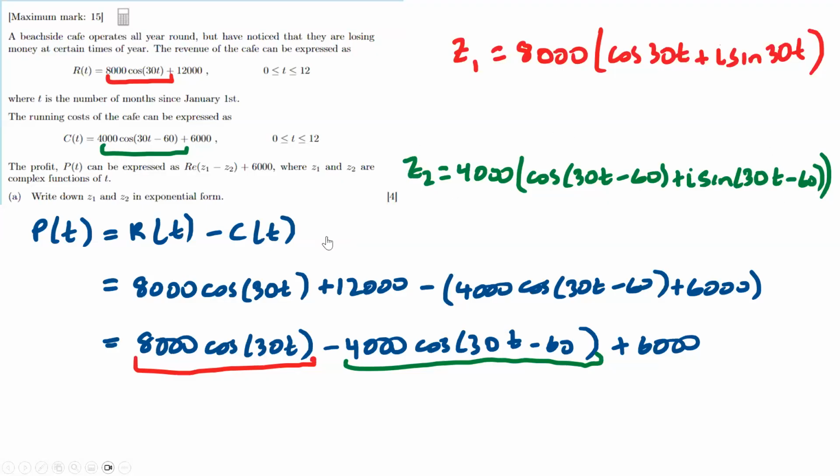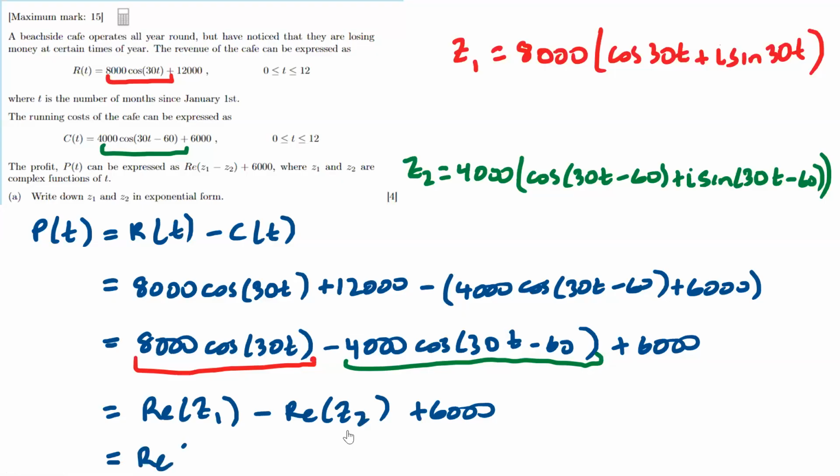So what we could say, noting from this, is that the real part of Z1 would be this, and the real part of Z2 would be this. And so we could say P of t equals the real part of Z1 minus the real part of Z2 plus 6,000. And when we talk about the real part of one complex number minus the real part of another one, that would be the same as the real part of a single complex number, Z1 minus Z2.